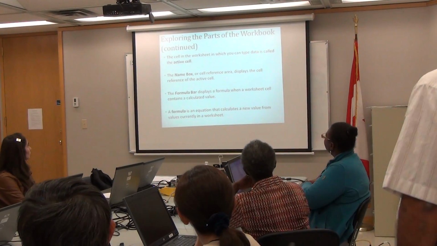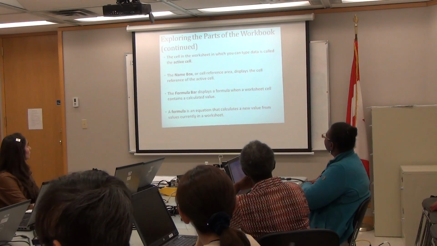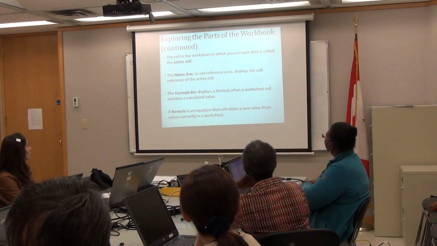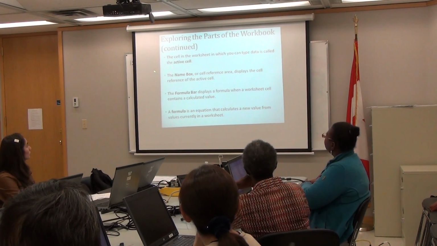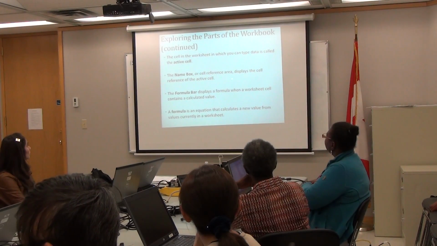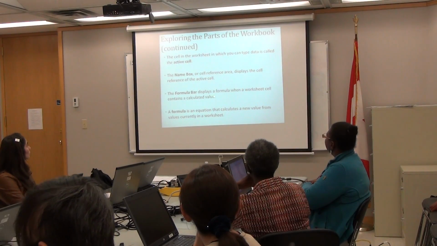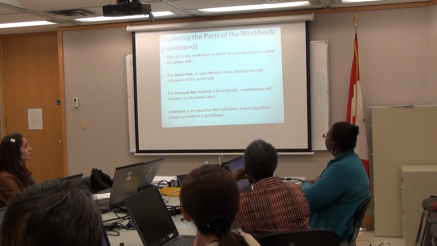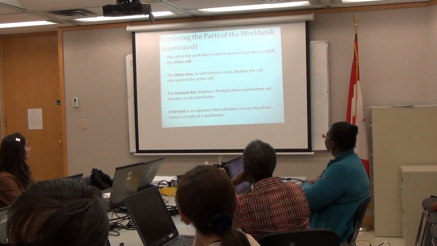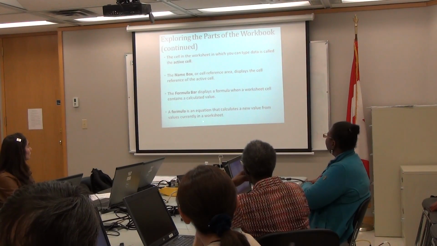So the cell in the worksheet in which you can type data is called the active cell. As we said, once you focus on a cell, we call it the active cell. The name box, the reference area, displays the cell reference of the active cell. The formula bar displays a formula when a worksheet cell contains a calculated value. A formula is an equation that calculates a new value from the values currently in the worksheet.